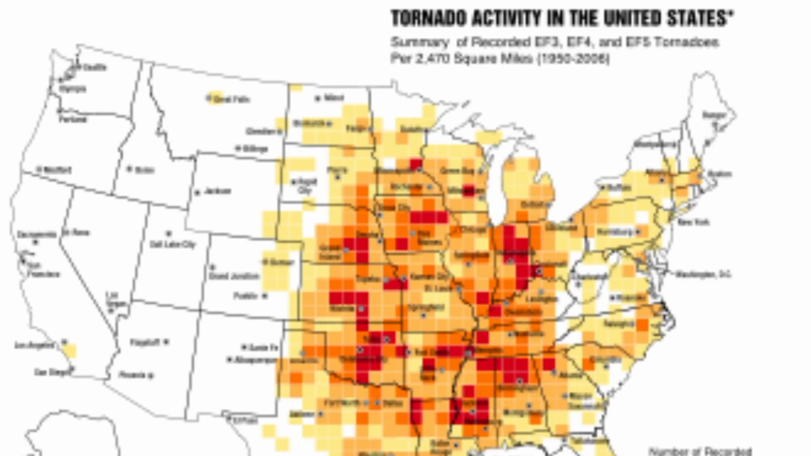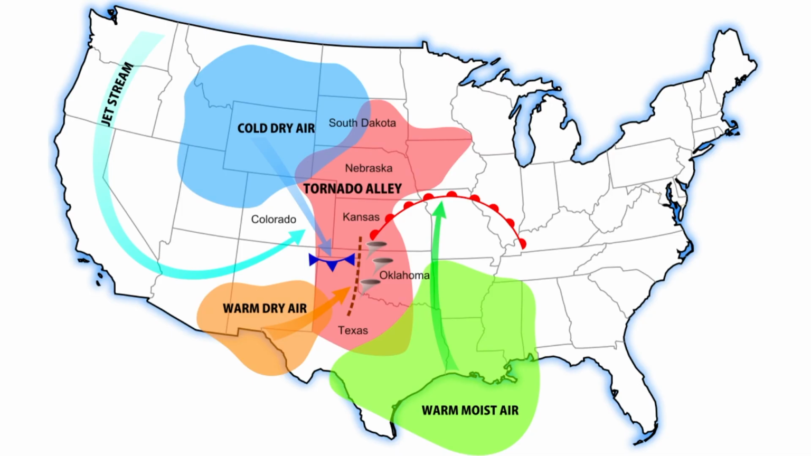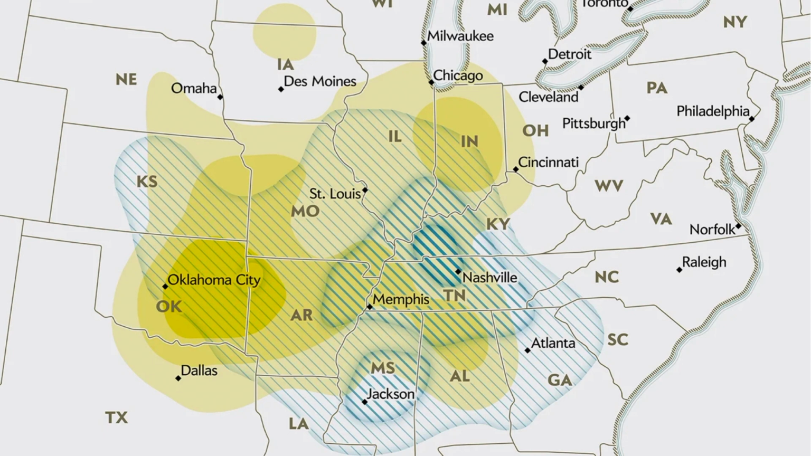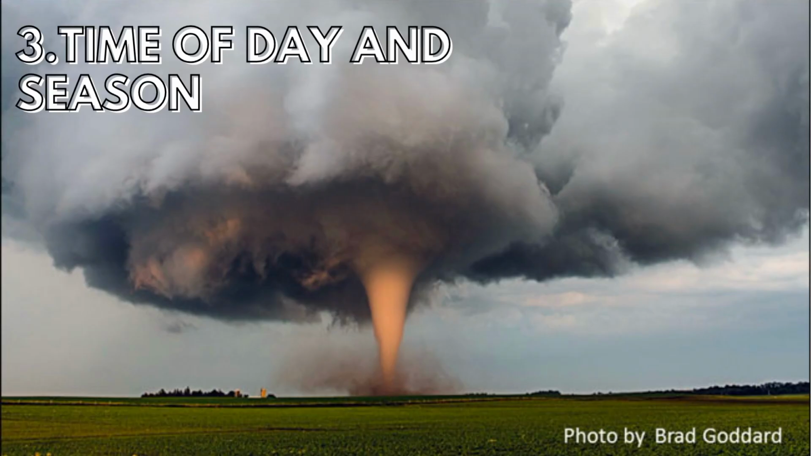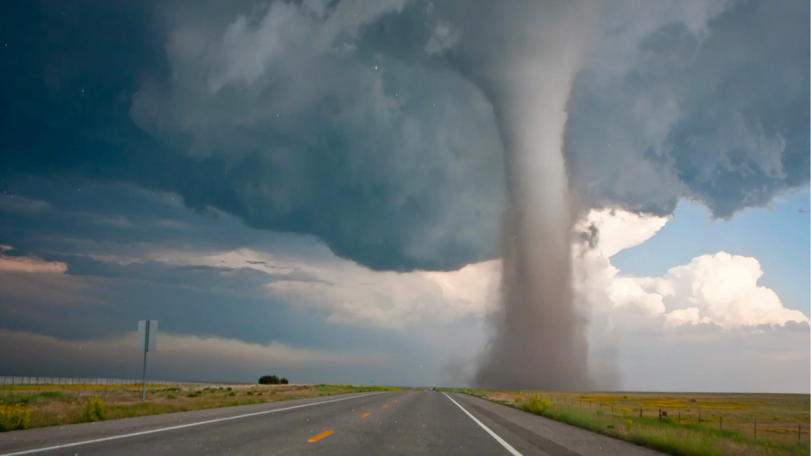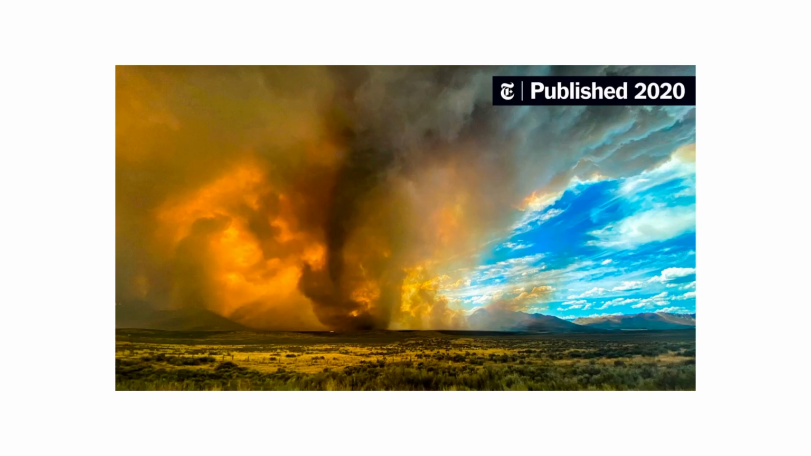Local geographic features can influence tornado formation. For example, tornadoes are more common in regions like Tornado Alley in the central United States due to the favorable combination of atmospheric conditions and geography. 3. Time of day and season. Tornadoes are more likely to occur in late afternoon and evening during spring and early summer, when conditions for severe thunderstorms are most favorable.